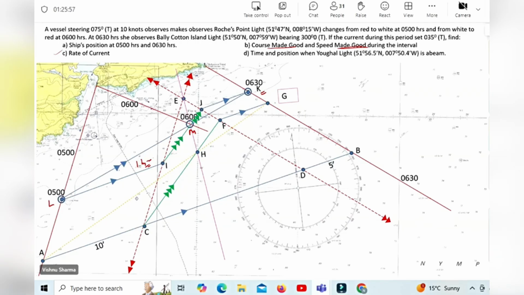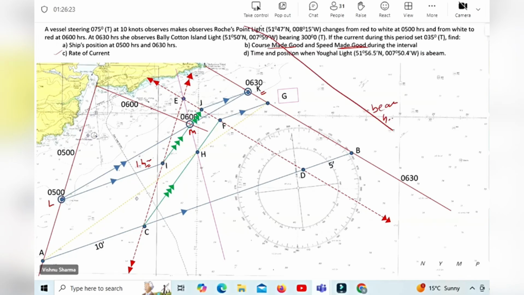Course to starboard minus 90 degrees. So 90 degrees minus, sir. Okay, it will be a beam on the port side, correct? So 345 minus 90 degrees will be the beam bearing, right? Correct, sir. So let us say this is the beam bearing. Okay, then what do I do next?